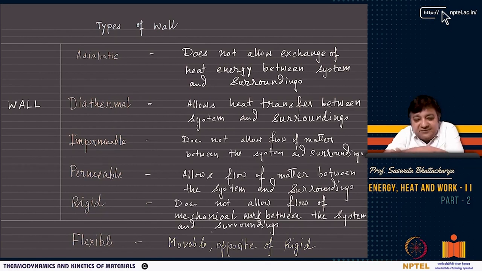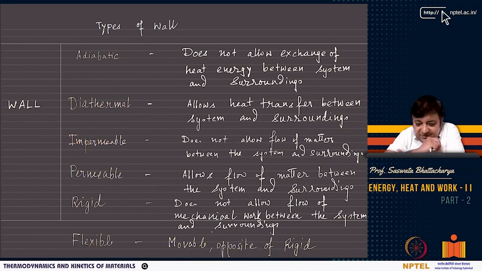Now, the opposite of adiabatic is diathermal. Diathermal allows heat transfer between the system and the surroundings. Similarly, I can have matter transfer between the system and the surroundings if the wall is permeable. However, if it is impermeable, for example if I have closed with an impermeable lid and the container is impermeable, then it does not allow flow of matter between the system and the surroundings. That is called impermeable.